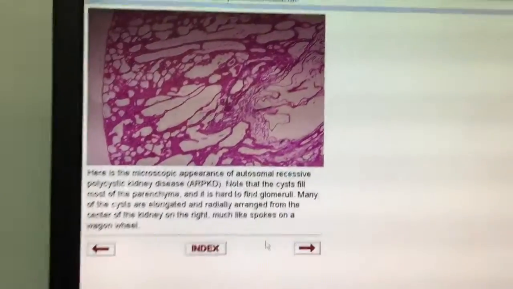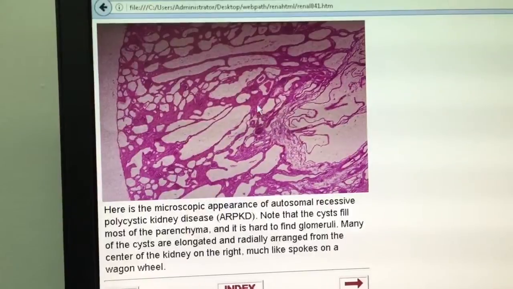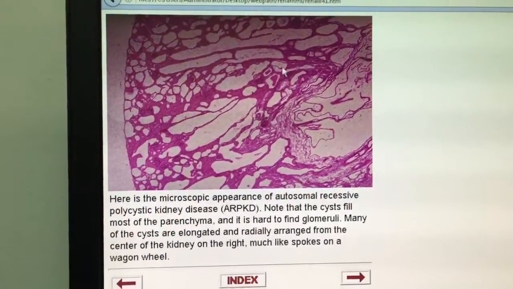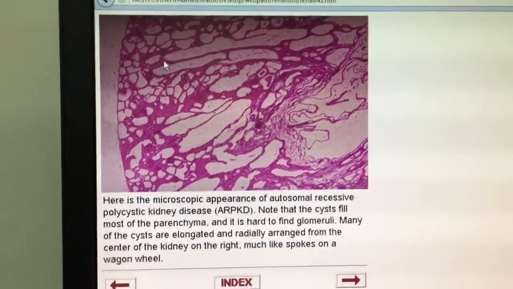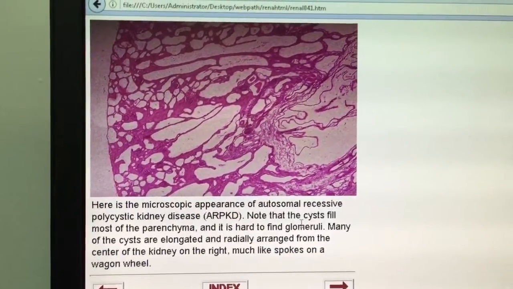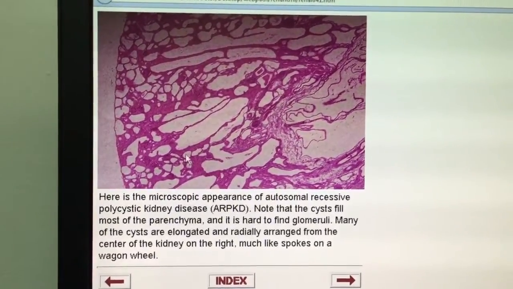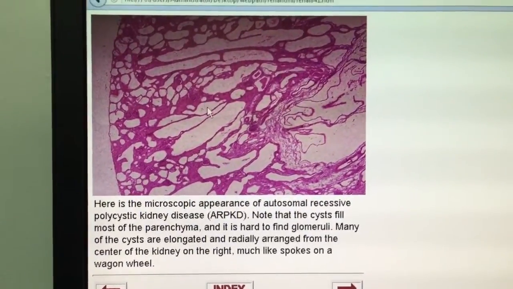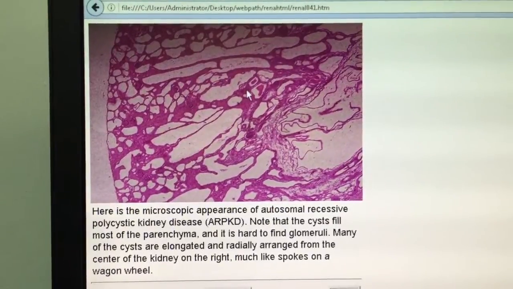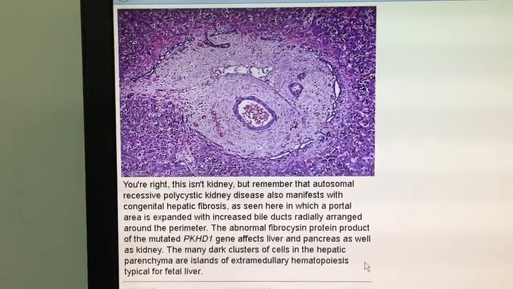If we see it under the microscope, what we'll see, the normal histology is completely replaced by cyst formation. They are elongated around the center, so it looks like a cartwheel. This is the radiation of the cysts, and here we have the central cyst. As you can see, there is a remnant of glomeruli. So this is a typical example of autosomal recessive type.